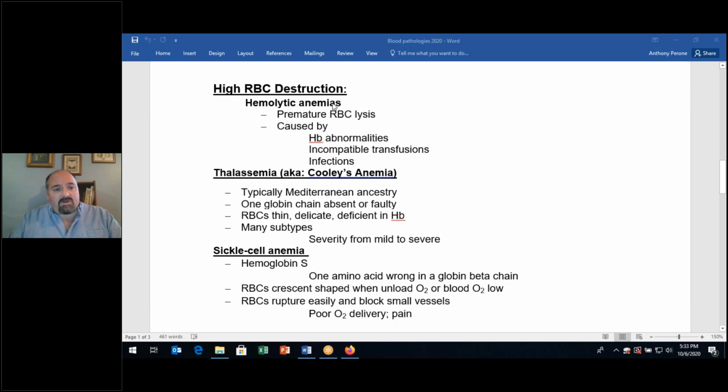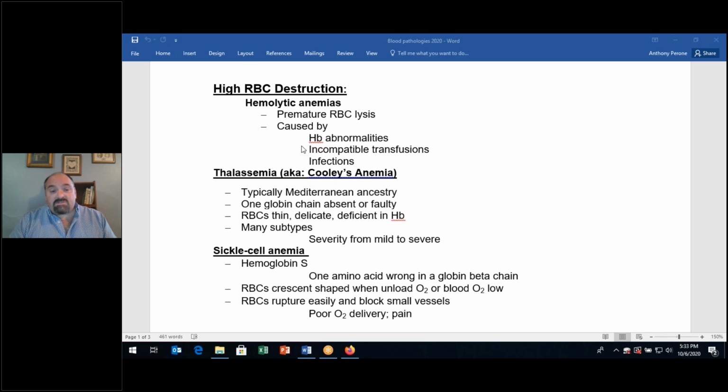How about hemolytic anemia? When you think of hemolysis, you think of actual destruction of the erythrocyte. This can be caused as a result of abnormal hemoglobin, right? It can be as a result of a transfusion reaction, or infections, right? Some type of infection can cause the red blood cells to be destroyed, which can then lead to the fact that you're not transporting oxygen to the tissues.